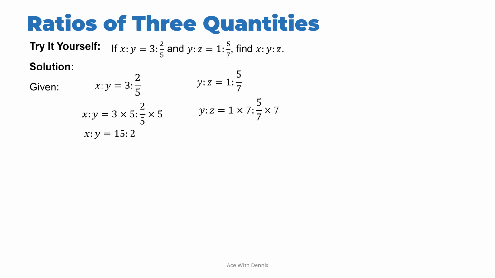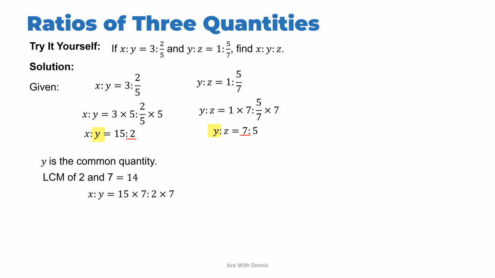For the second ratio, y to z, we can multiply both quantities by 7 and we get the ratio of y to z equals 7 to 5. Notice that y is the common quantity, but they have different values, which is 2 and 7. The LCM of 2 and 7 is 14.